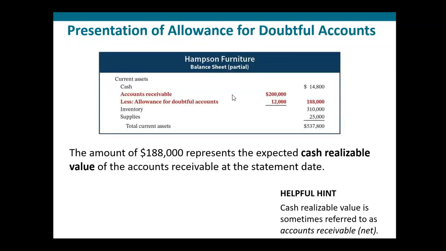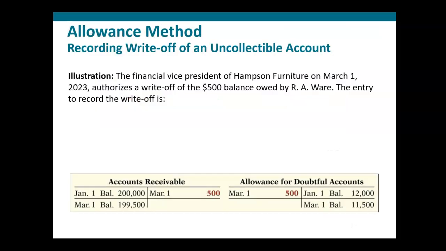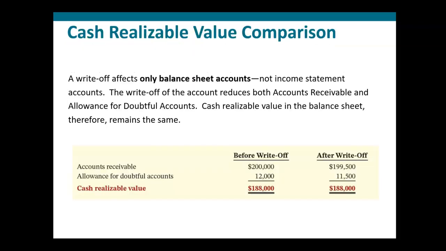Here's a presentation on the balance sheet. You can see it, accounts receivable, $200,000, allowance for doubtful accounts, $12,000. This $188,000 is the cash realizable value. It's also the net accounts receivable or net realizable value. If you write off an account, let's say here they write off a $500 account, it would be a debit to allowance for doubtful accounts and a credit to accounts receivable. But look at the cash realizable value. It doesn't change. We've written off a $500 balance, but the cash realizable value hasn't changed. It's going to stay the same.